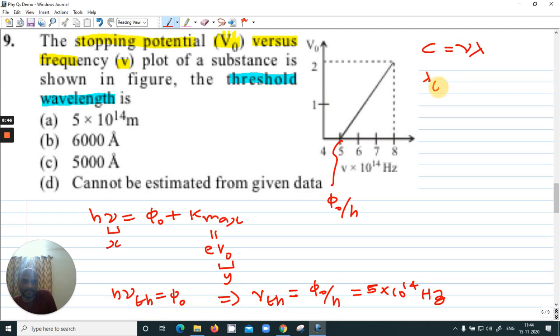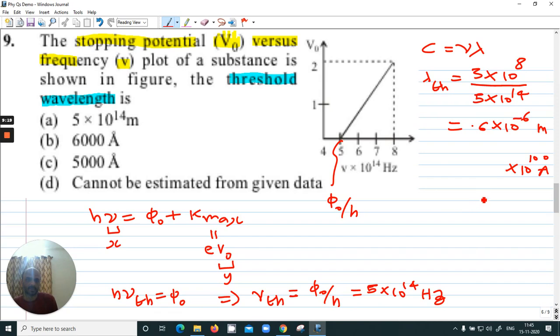So from this we get the threshold wavelength as c divided by the threshold frequency. c is 3 into 10 raised to 8 in SI units, that's meter per second, and the frequency in SI units is 5 into 10 raised to 14. 3 by 5 is 0.6. 3 by 5 is same as 6 by 10, so it is 0.6 into 10 raised to minus 6 in SI units, that's meters. To convert to Angstrom, we have to multiply by 10 raised to 10. That will give Angstrom units. So that is 0.6 into 10 raised to 4, so that is 6000 Angstrom units. So the correct option is option B.